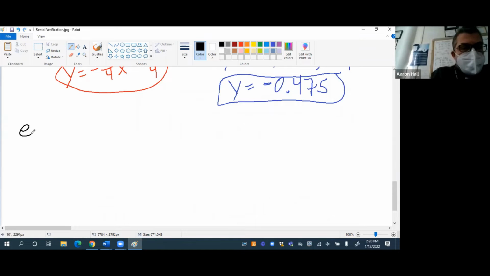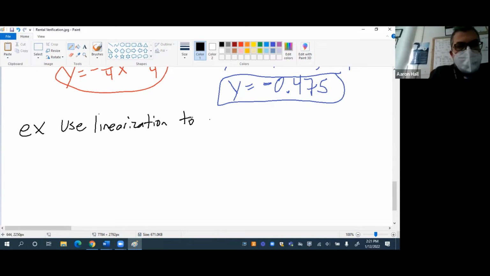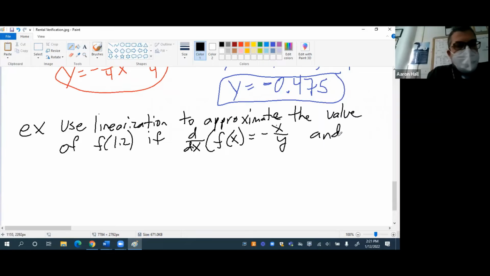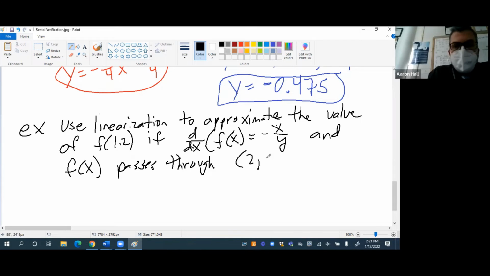Here's our next example. I want to use linearization to approximate the value of f of 1.2 if dy/dx of f of x equals negative x over y, and f of x passes through 2, 1.